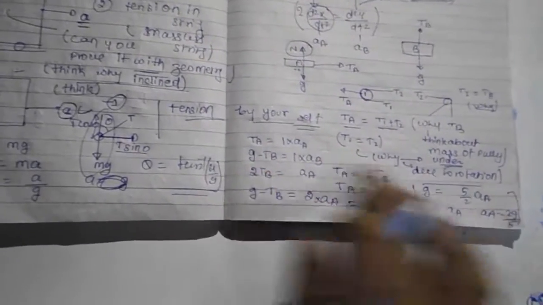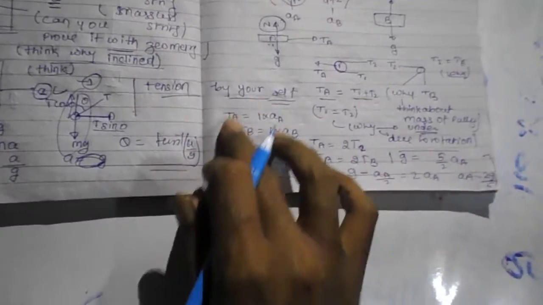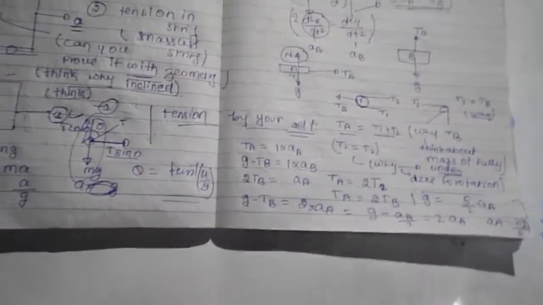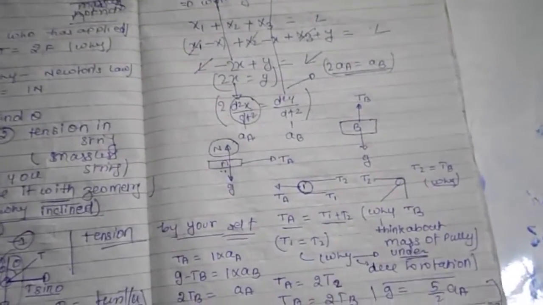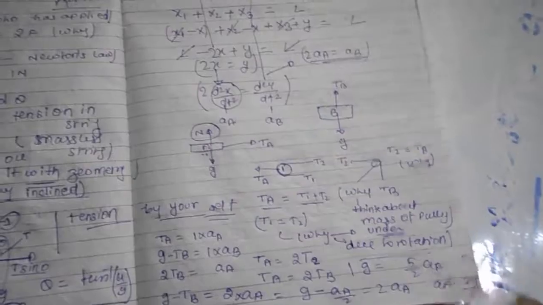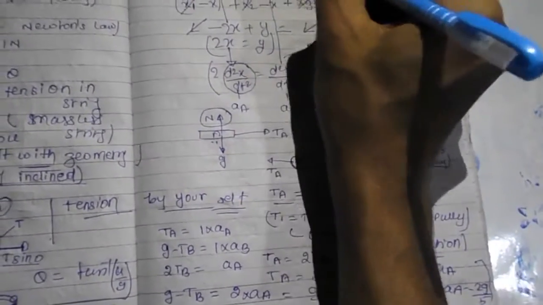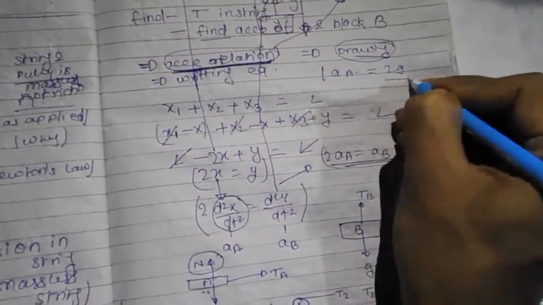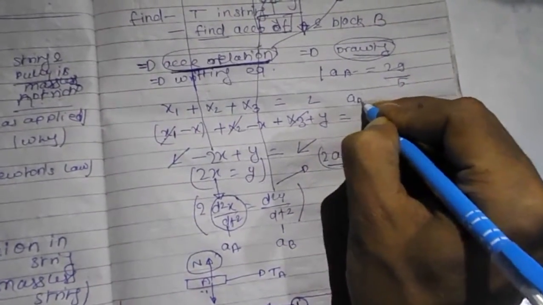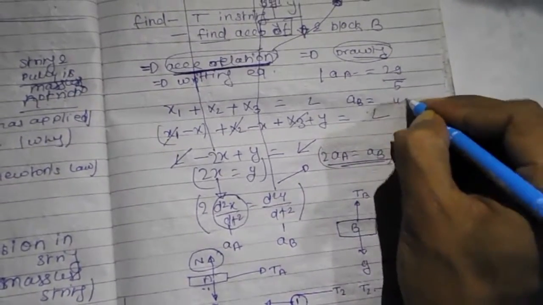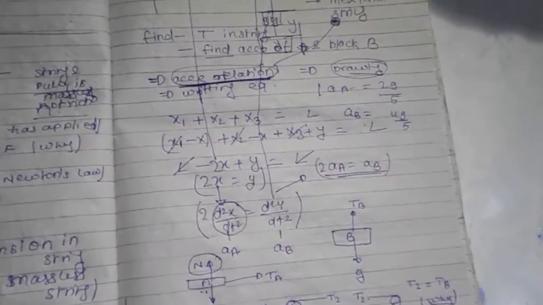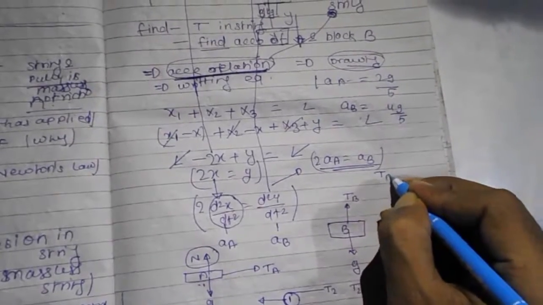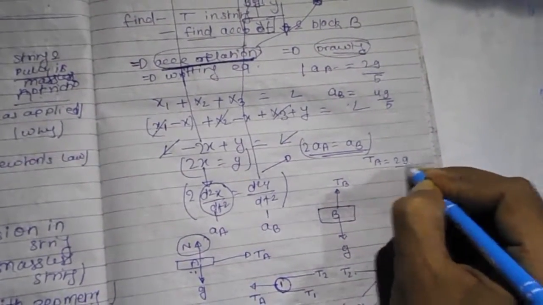So it is just a very simple question, and all of these steps, you should not learn how to write, how to solve this equation. Okay, I just do it because you are class 10 pass. So I have found the acceleration of A is equal to 2G by 5. Acceleration of B is equal to 4G by 5.